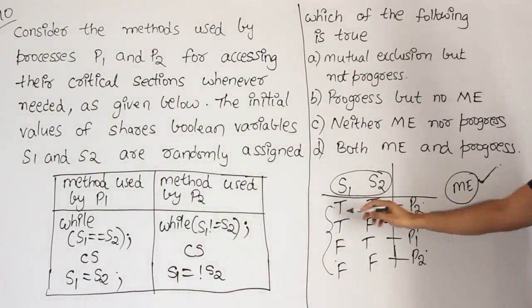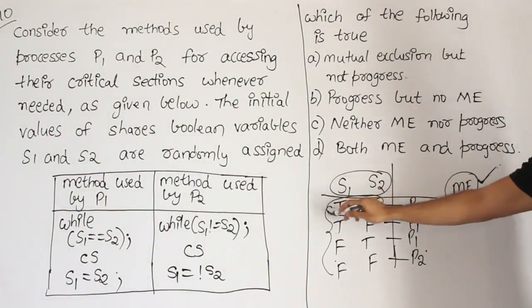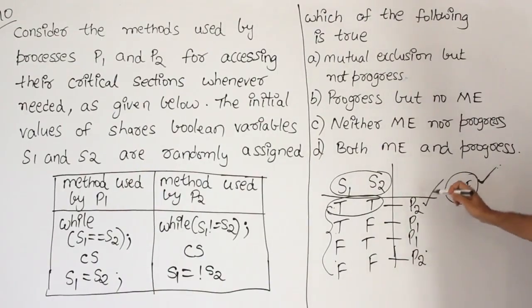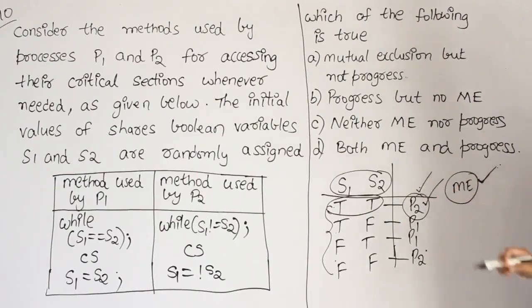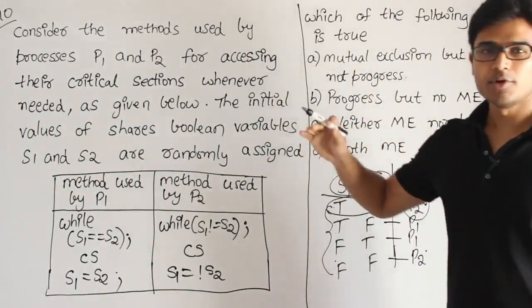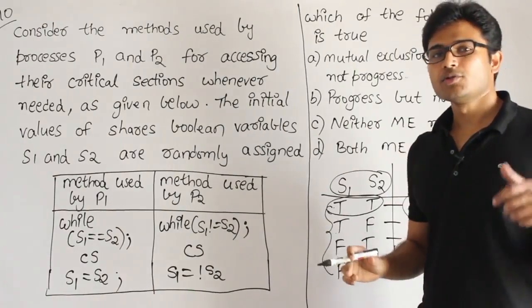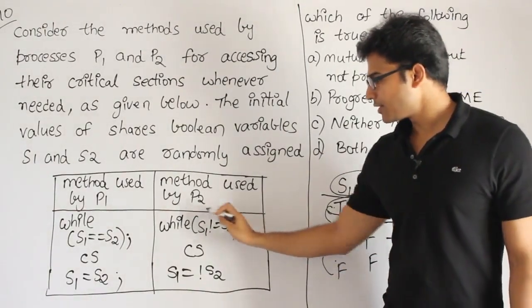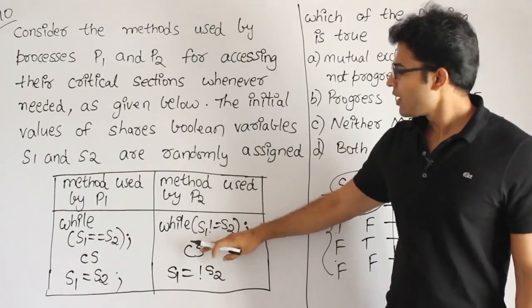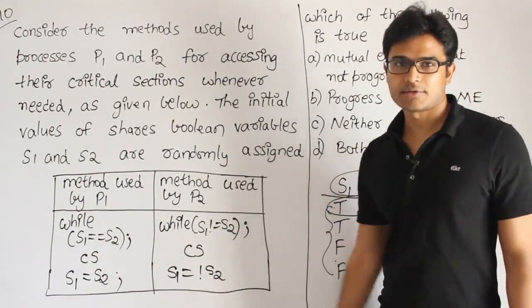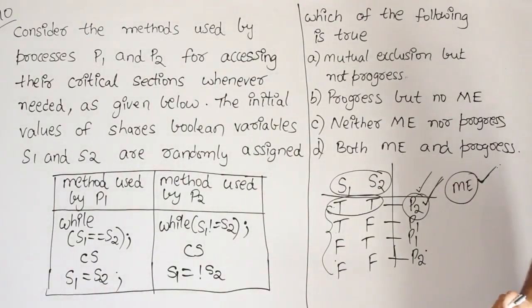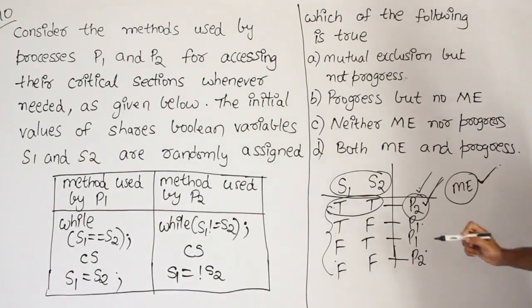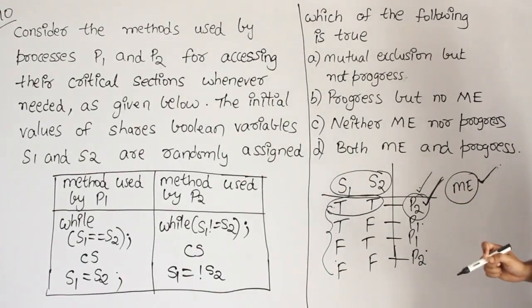Assume that initially s1 and s2 are T and T, which means it is the turn for P2 to enter the critical section. P2 has the permission to enter, but assume that P2 doesn't want to enter it. P2 is in some other place doing some other work, either before or after the critical section, and it is not interested in entering the critical section right now. Then at this point of time, P1 tries to enter the critical section. No one is there in the critical section, but because it is P2's turn, we are stopping P1.